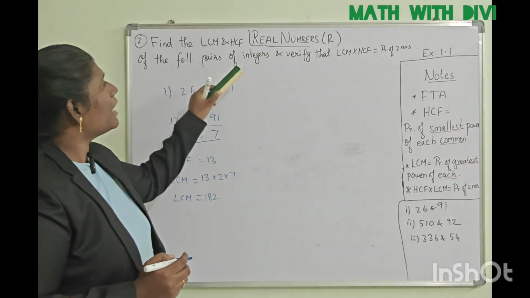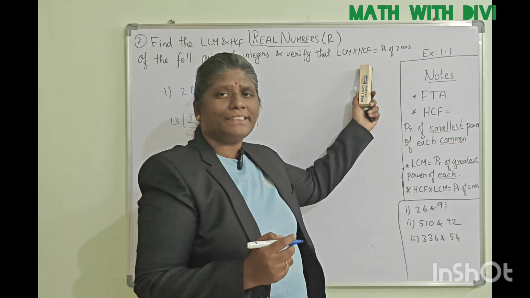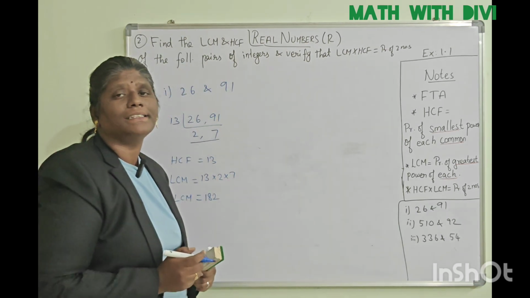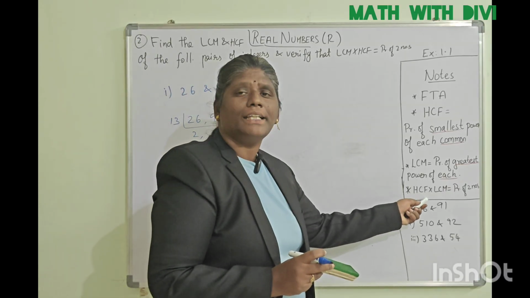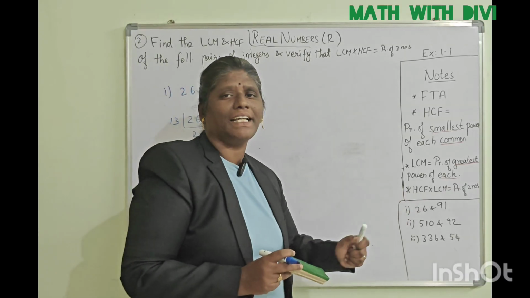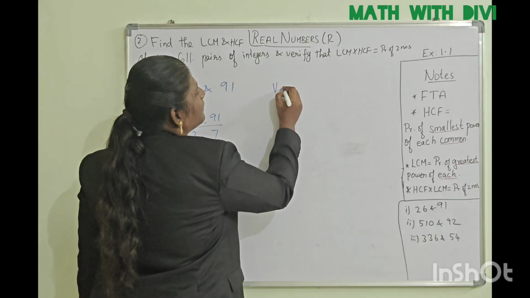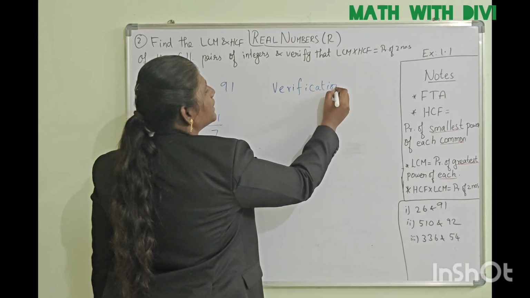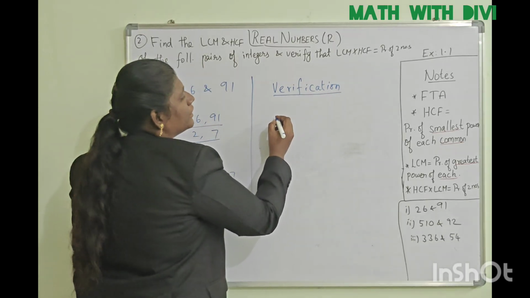And one more thing they have told: verify that LCM into HCF is equal to product of two numbers. That we have mentioned already. It is a key formula. Yes, we can verify. How can we verify? Verification. You have to mention verification. Right? So, how can we verify?